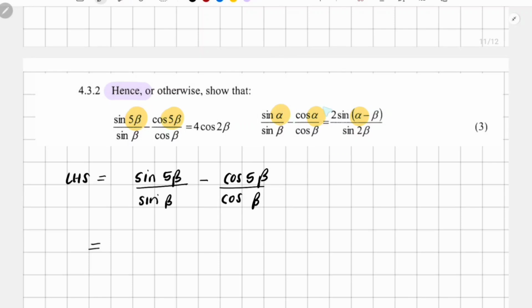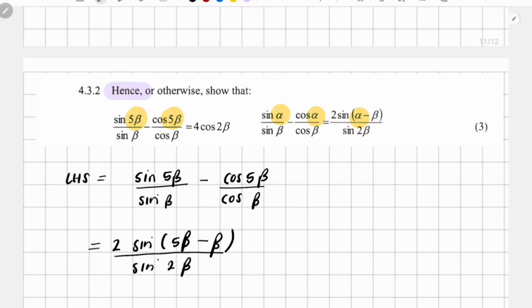Here we had alpha and alpha, but here we have 5 beta and 5 beta. So we're going to rewrite exactly what we have here, but where we see alpha, we're going to replace that with 5 beta. Since everything is exactly the same and it did simplify to that, this simplifies to 2 sine, and there I see alpha, so I'm going to change that alpha to 5 beta instead. So 5 beta, and then minus beta, because we still also have beta here, all over sine 2 beta. There's also sine 2 beta.